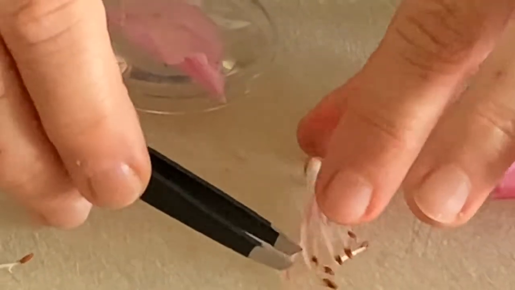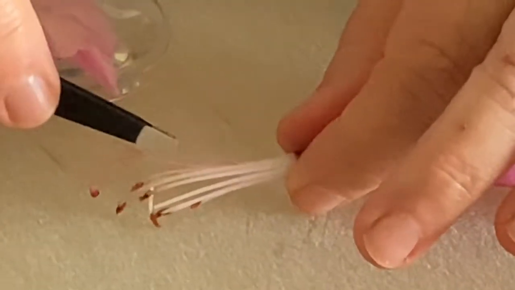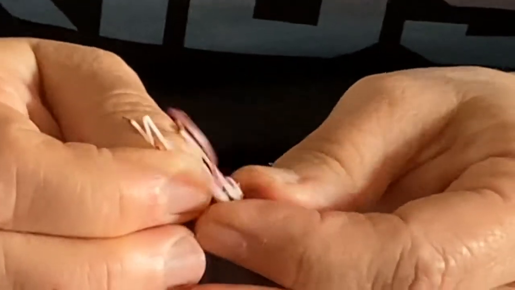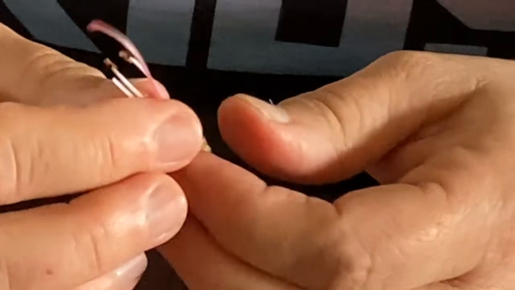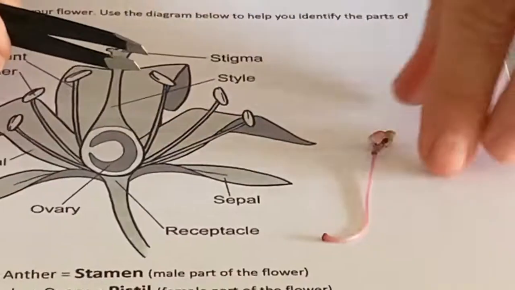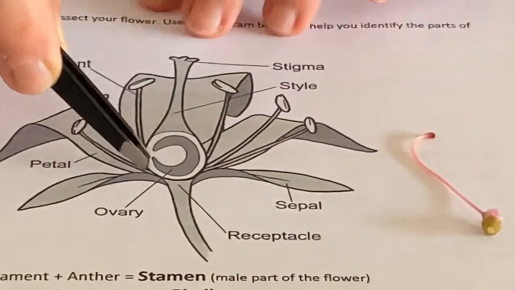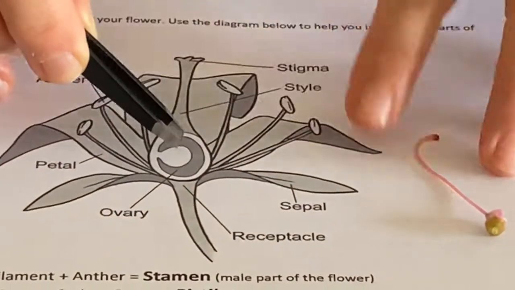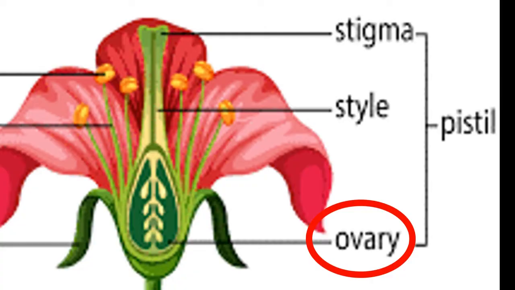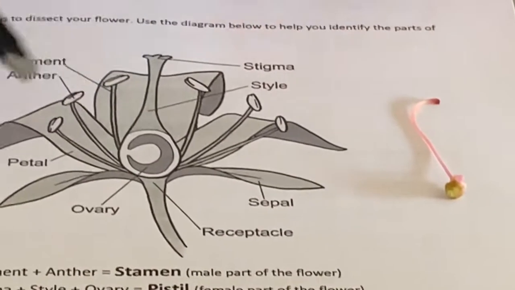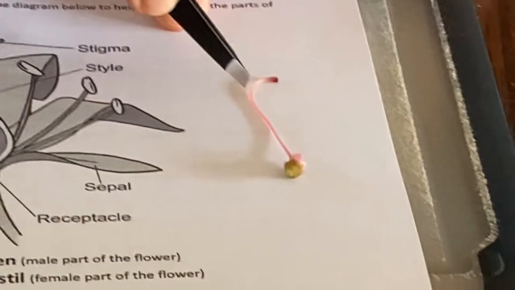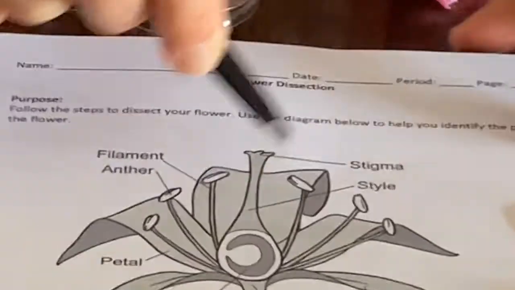If we follow this all the way down, I'm going to pull off all of the stamen and try to keep the ovaries intact. There we go. So if we compare it here, this is the ovary, and that's what's at the bottom of this. The style is kind of like the filament. Here's the style, and at the very end is the stigma.